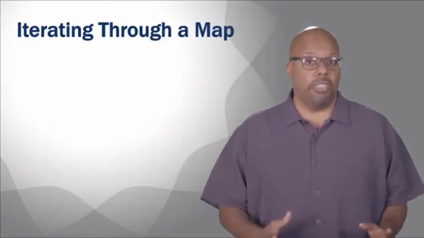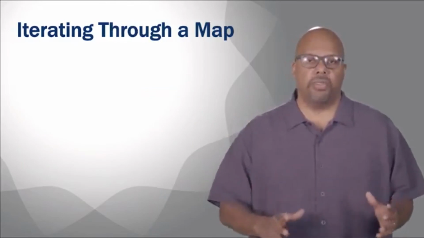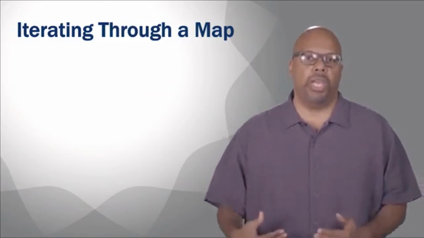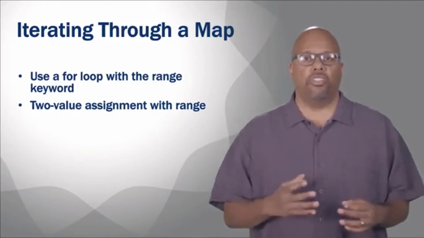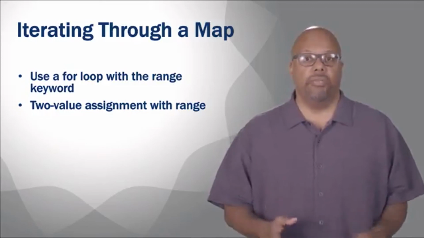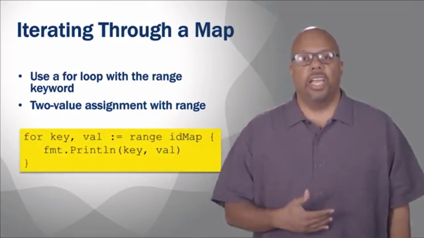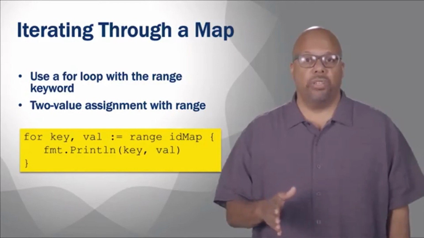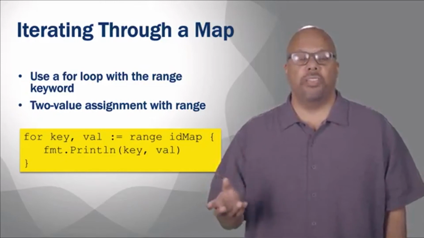Another thing that is very common to do is to iterate through an entire map, just like iterating through an array. Very common thing. You want to iterate through every key value pair. So what you do here is you're using basically a two-value assignment with the range keyword. So it's a for loop. If you look at the for loop, you've got the key, and then the value, key comma value, and then that colon equals range on the ID map.